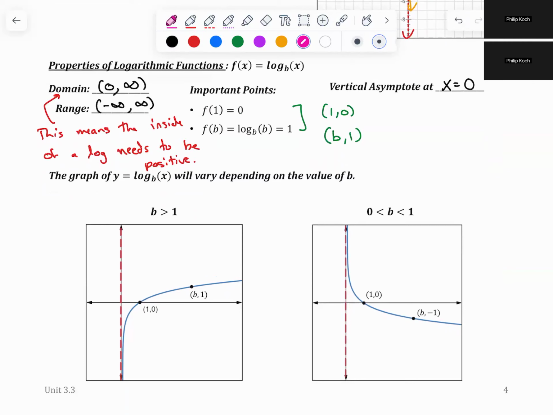And so these are what the graphs look like. They have the points (1, 0) and (b, 1), except for the case when b is between 0 and 1. And so the thing is, this case is so rare, Gordon Ramsay won't serve it.